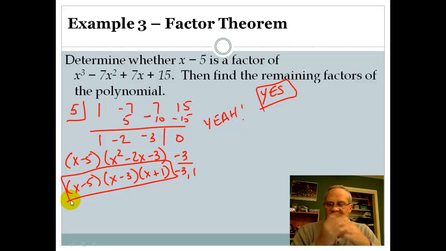Okay, so that's all we got in this section, is using synthetic division or synthetic substitution to evaluate a function, and then using synthetic division to see if a binomial is a factor of the larger polynomial, and then we might have to factor to take what's left and break that down a little bit further. So there you go.